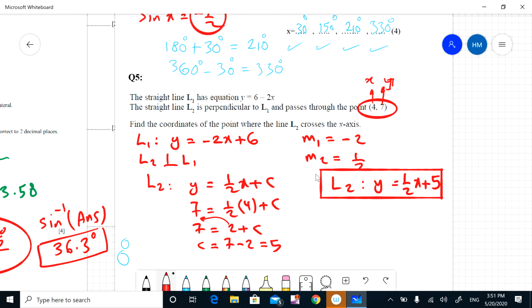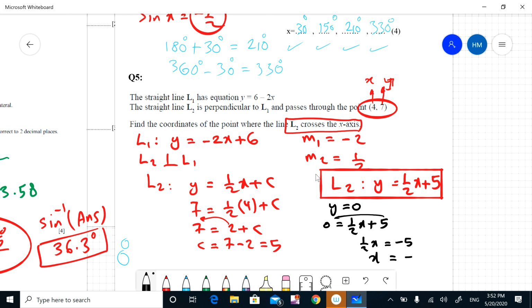But the question didn't ask me to find the equation of L2. He asked me to find where L2 crosses the x-axis. Yani I need the x-intercept. You know that to find the x-intercept, you have to put y equals 0. If you substitute y equals 0 in this equation, you will get 0 equals half x plus 5. If you put 5 to the other side, half x equals negative 5. So when you multiply both sides by 2, x is negative 10, not positive 10, it's negative 10.